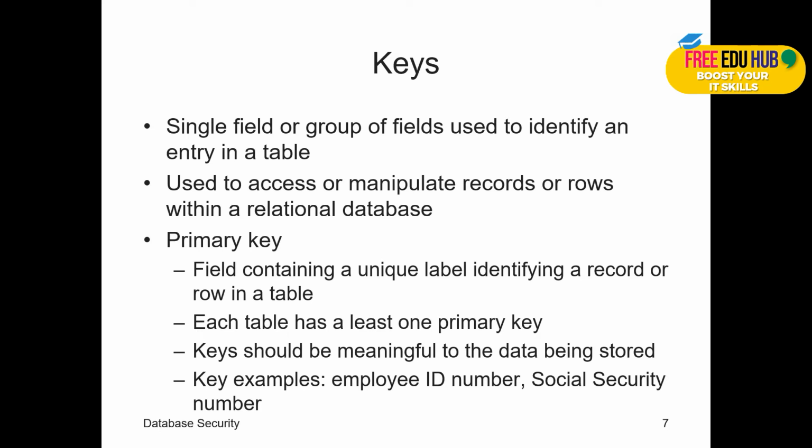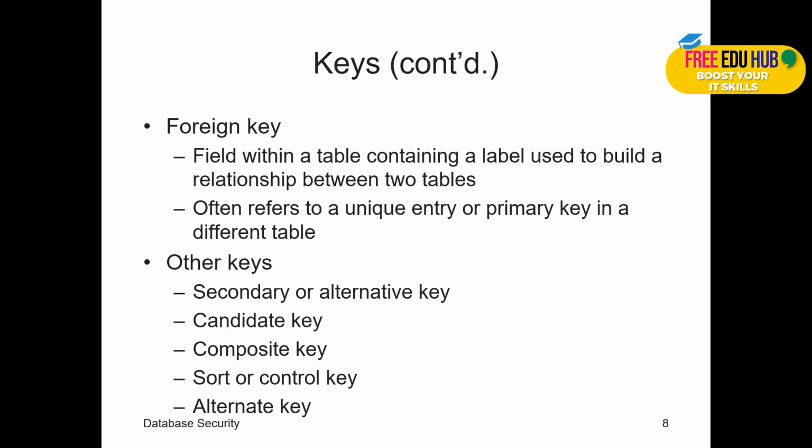Once you are in an educational institution or working in an office environment, you'll have an ID number issued by that office that would be used as your primary key. So your payroll, your accounts, your salaries, your benefits, your overtime, each and everything will go against your ID number. The primary key contains a unique label identifying the record. Each table has at least one primary key. Keys should be meaningful to the data being stored, for example employee ID or social security number, which is unique in its nature.